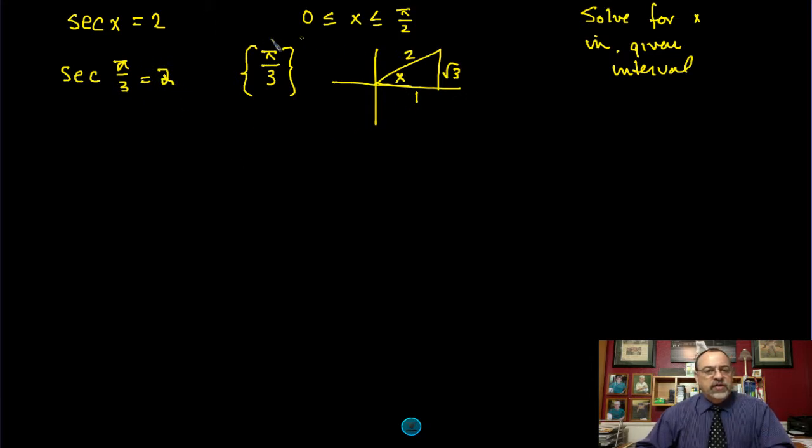So when we're asked to solve these equations, look at the interval and draw your reference triangle in that quadrant, label the sides according to the ratio that you're given, and then determine the measure of the angle, being careful to use the angle measure units that the interval is given in.